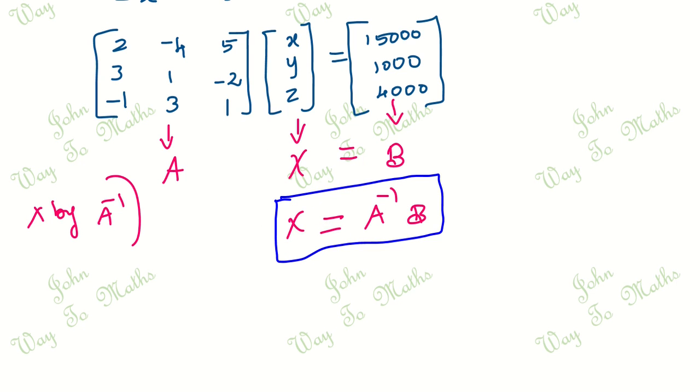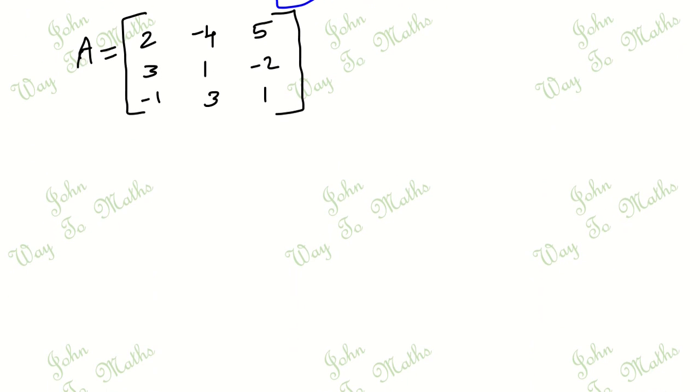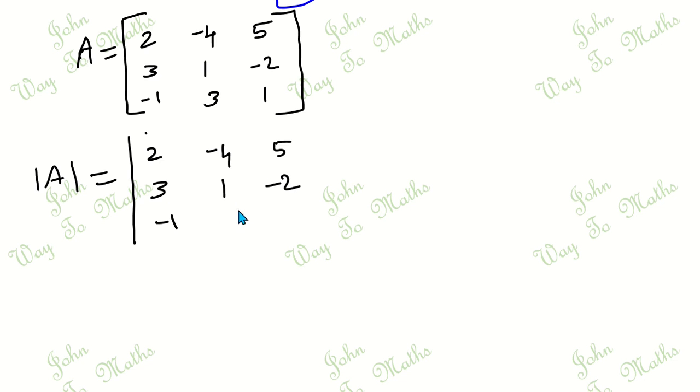So I'm going to choose the A matrix. Then I'm going to find the determinant of the A matrix. Determinant of A matrix is equal to the matrix 2, minus 4, 5; 3, 1, minus 2; minus 1, 3, 1. Then I'm going to give the signs plus, minus, plus. So let's expand only the first row. So 2 times, the row and column of that entry will be eliminated, so the remaining entries are 1, minus 2, 3, 1.